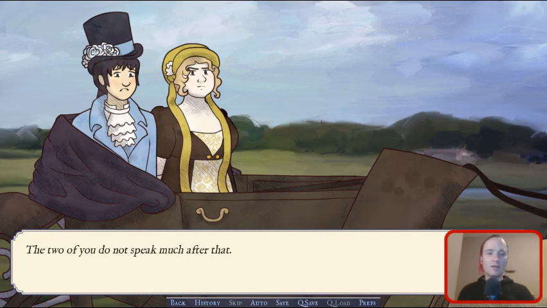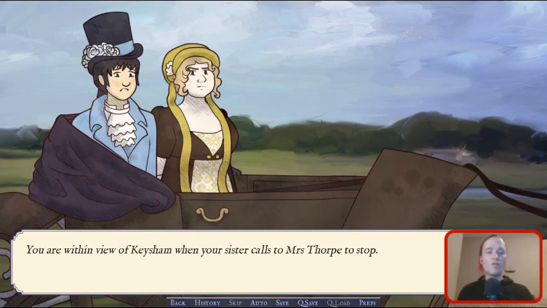Jane is a compulsive liar. The two of you do not speak much after that. Well, we didn't want to speak in the first place. You're within view of Keysham when your sister calls to Mrs. Thorpe to stop.